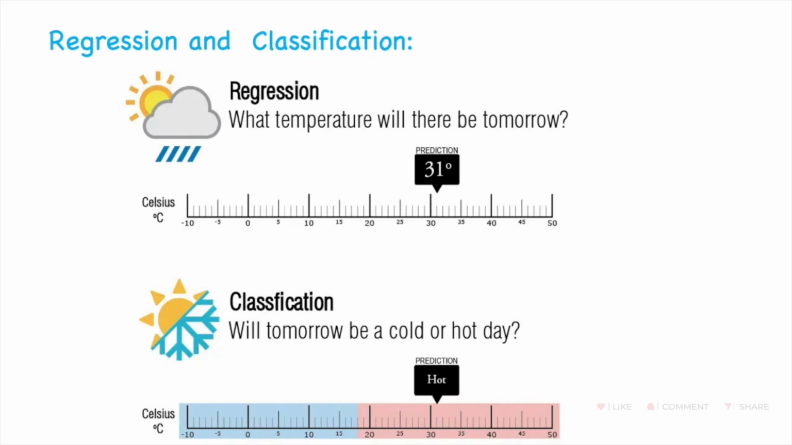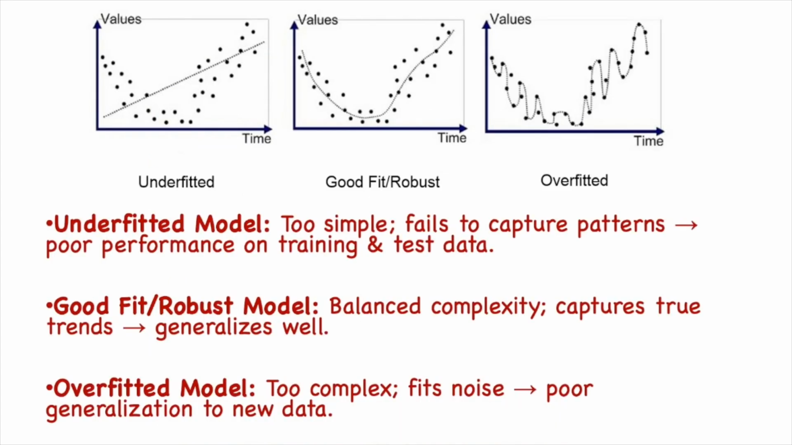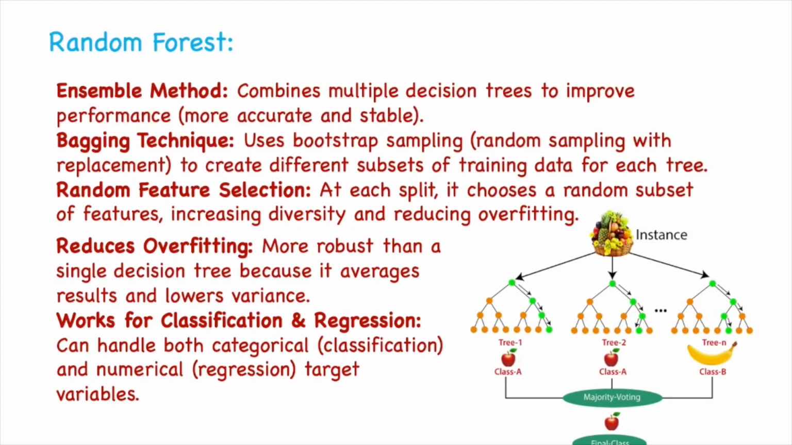The next concept is overfitting. Here we need to know what an underfitted model, a good fit model, and an overfit model are. If the model is too simple and fails to capture the pattern, it may lead to poor performance in the training and the testing data. If the model captures the true trend in the data, that model is a good fit or a robust model. If the model is too complex and fits even the noise of the data, that model is an overfitted model. Now we will see what a random forest algorithm is.